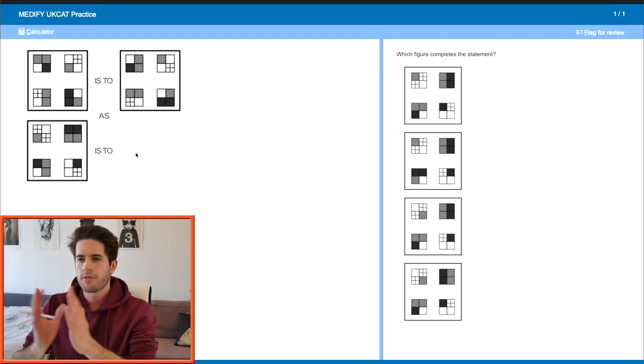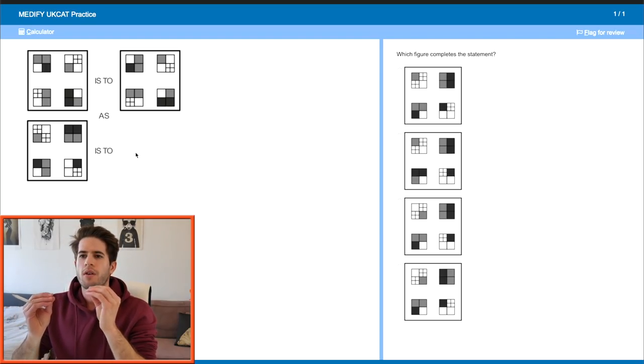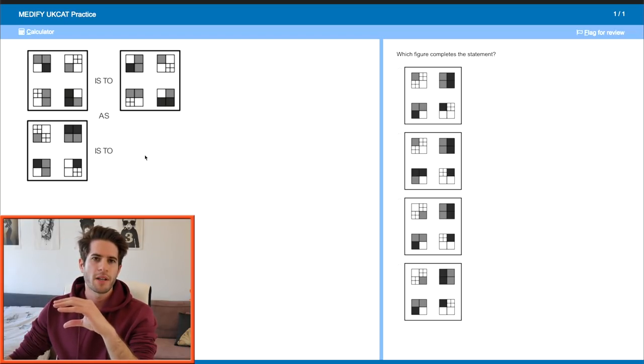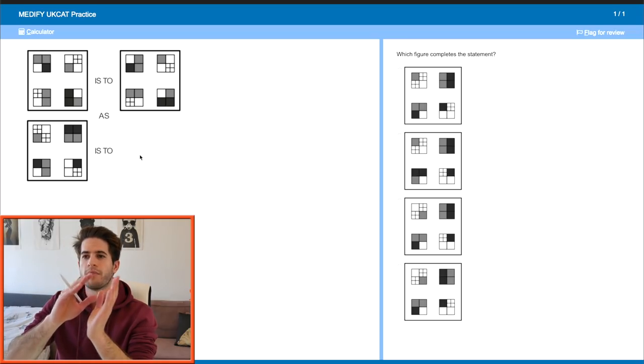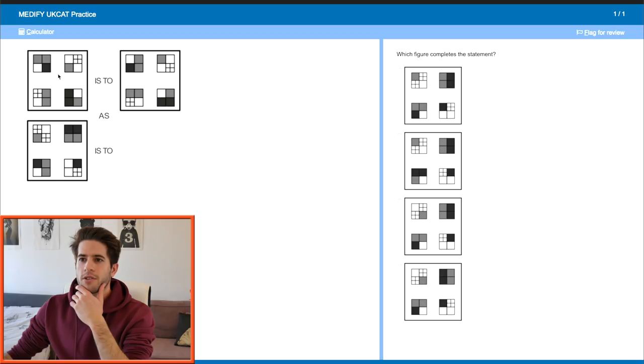Okay, so what I wanna do for a question like this is take a look at one single object. I'm not gonna look at all four of these squares at the same time. I'm gonna start by looking at one of those squares, and all I wanna do is see what changes when moving from that left shape over here to the right shape over here. So let's focus on the top left one.